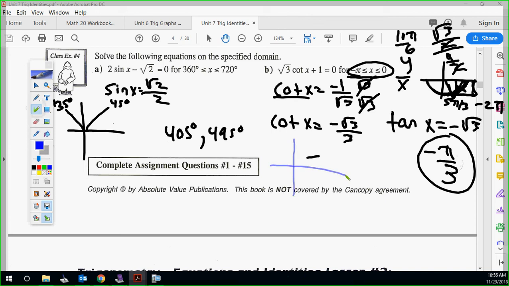Let me show you one more time here. Here's our location. We are going this direction. So what is this distance? That's negative pi over 3.